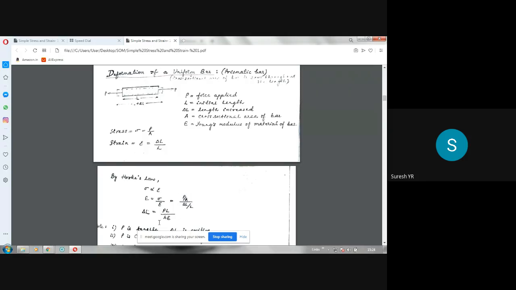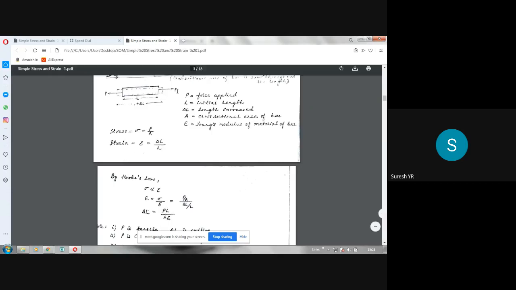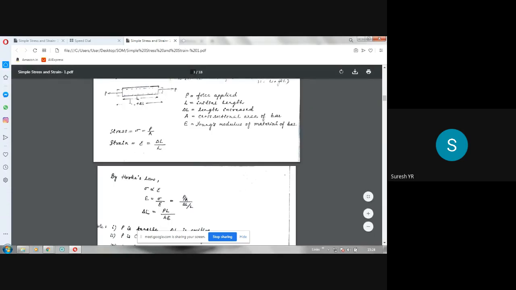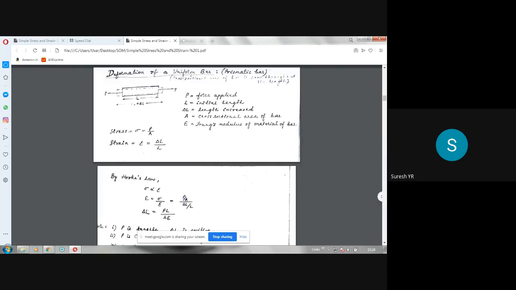Very simple formula to find the extension of a uniform rod or a prismatic rod or bar when it is subjected to tension or compression. Even if the force P is compression, the same formula is valid. Only thing is the delta L is not extension, it will be contraction. So length will be reduced by the same amount. So PL by AE, you should remember this formula.